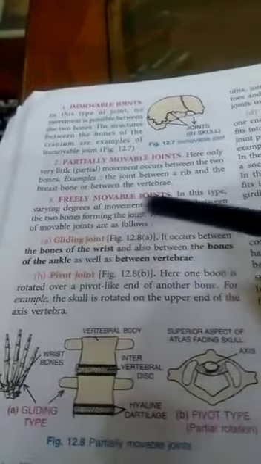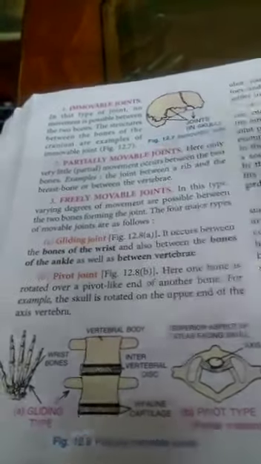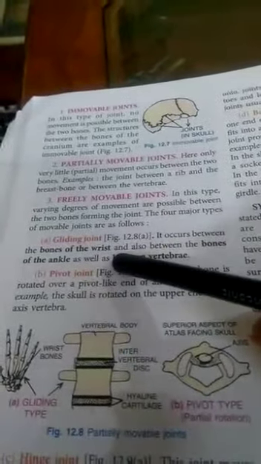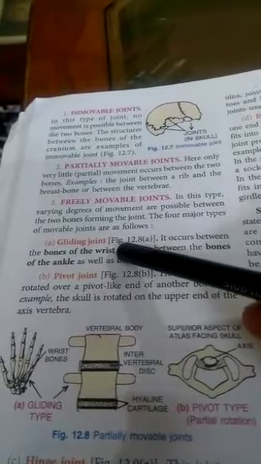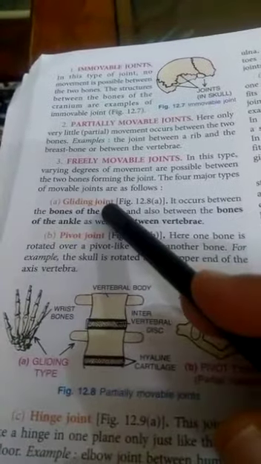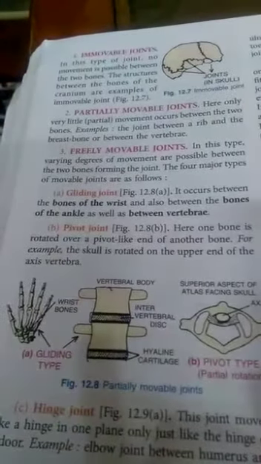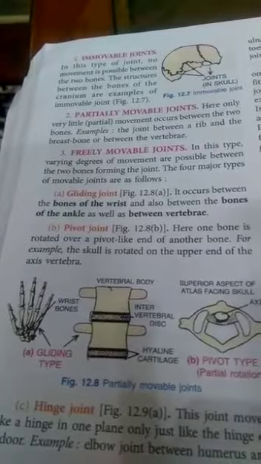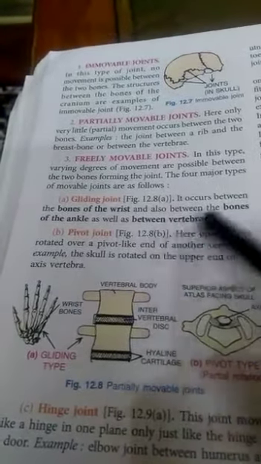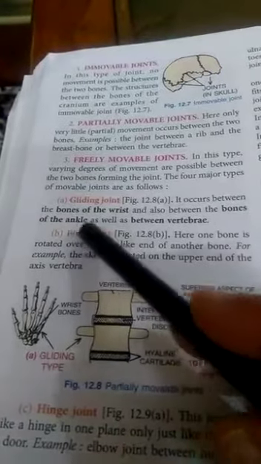Then come freely movable joints. Freely movable joints are of different types like gliding joint, pivot joint, hinge joint, and ball and socket joint. Gliding joint occurs between the wrist bones. It means carpals. It occurs between the carpals, and it is also present between the bones of the ankle.